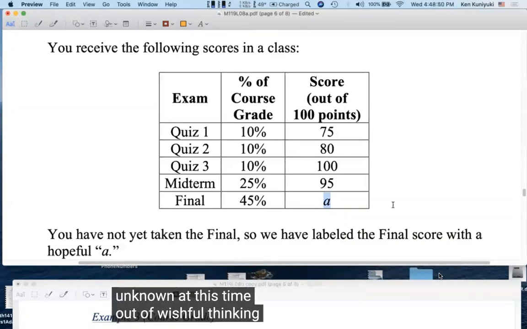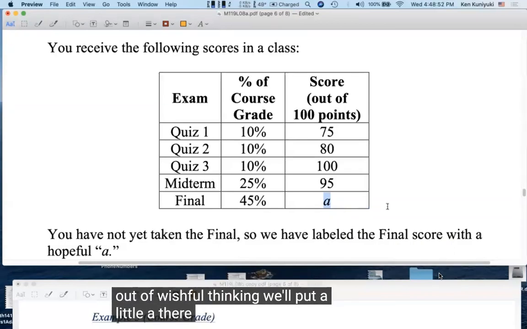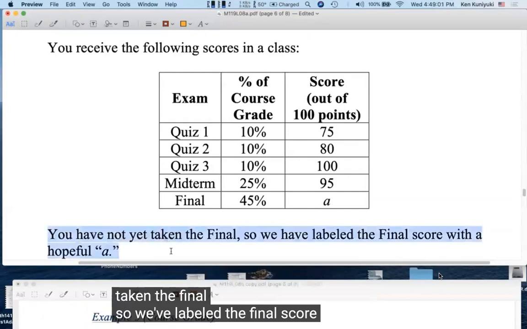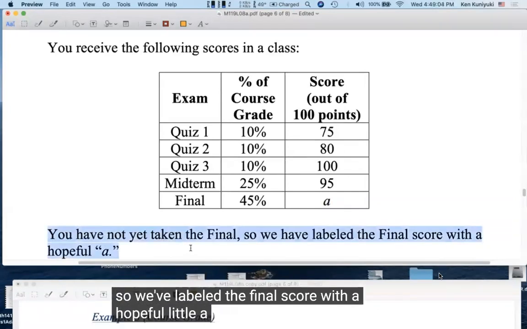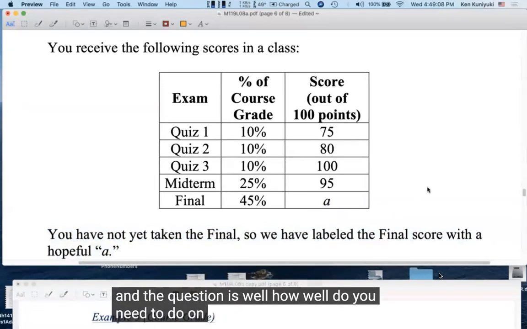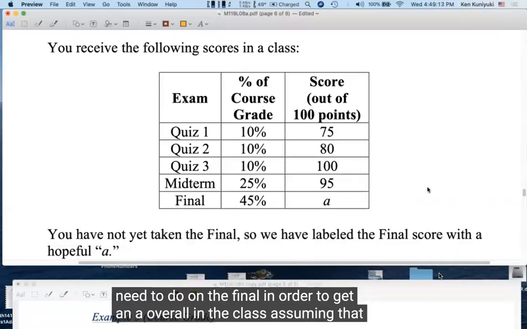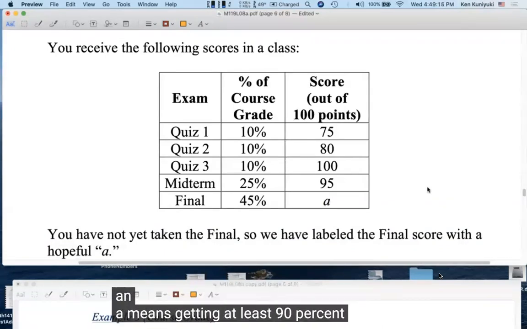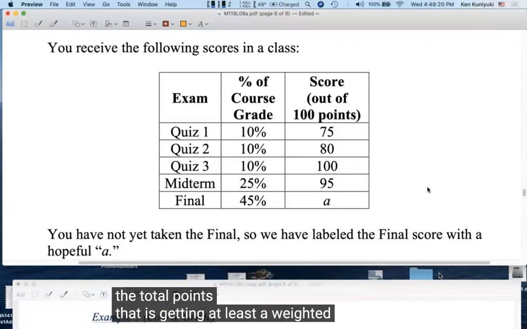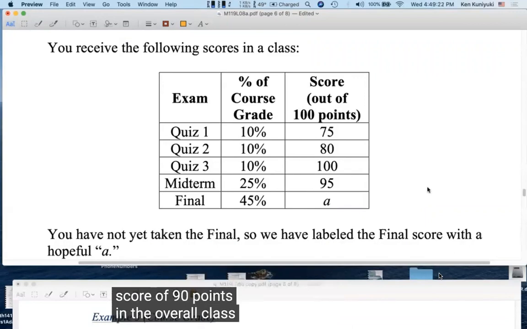Out of wishful thinking, we'll put a little a there. That's going to be your score on the final, basically indicating your percent. You have not yet taken the final, so we have labeled the final score with a hopeful little a. And the question is, well, how well do you need to do on the final in order to get an A overall in the class? Assuming that an A means getting at least 90% of the total points. That is, getting at least a weighted score of 90 points in the overall class.